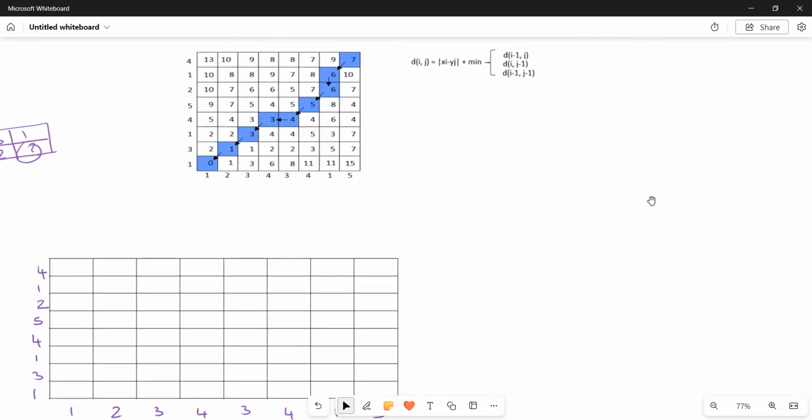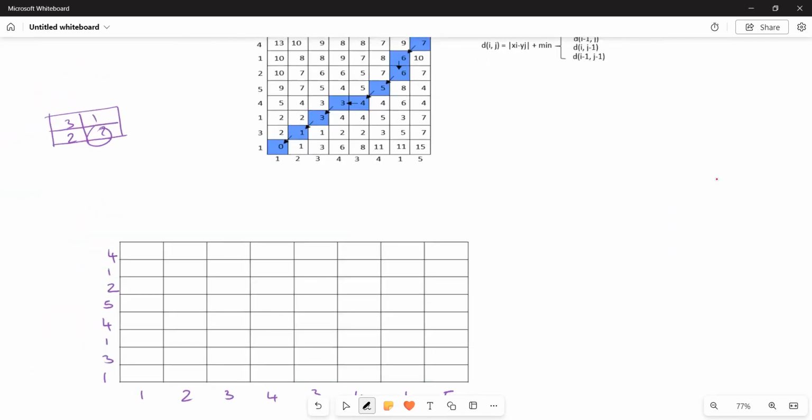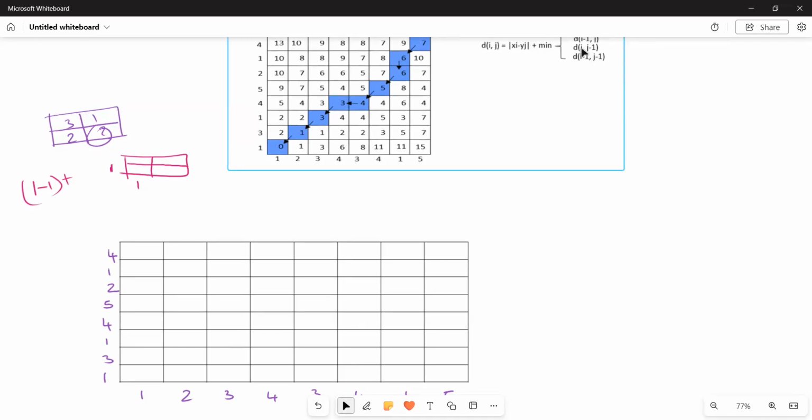So how does it happen? Let me give you a basic example. If I have to calculate the value for this cell, I have 1 and 1 here, right? So what is my x and y here? This is my x, and this is my y. So 1 minus 1 plus the minimum value. How do you take the minimum value? There are three other values which are given here. We are going to sort out the minimum value out of these three. So what are these three values?